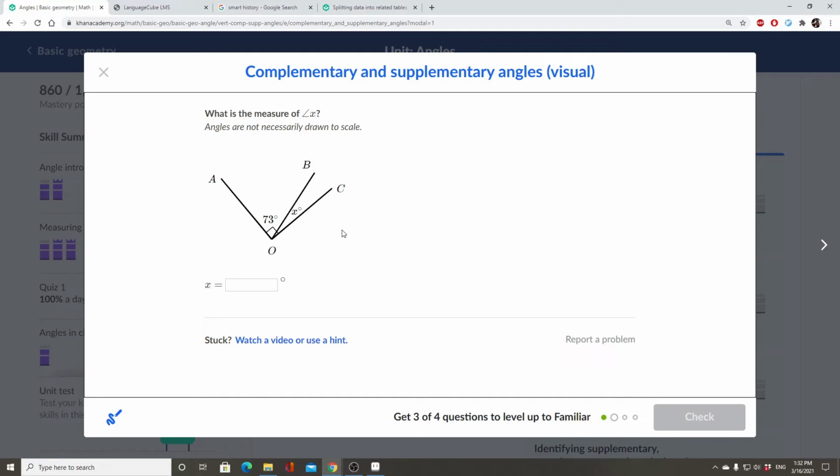Okay, this is a right angle, so it's 90 degrees. 90 minus 73 is... 70 minus 90. Sorry, 90 minus 70. See, that's maybe the dyslexia.